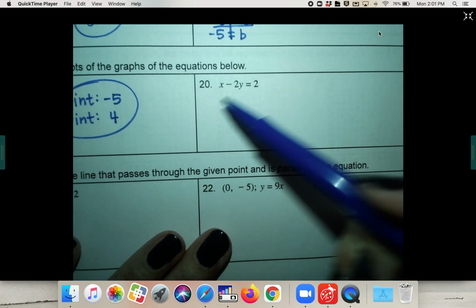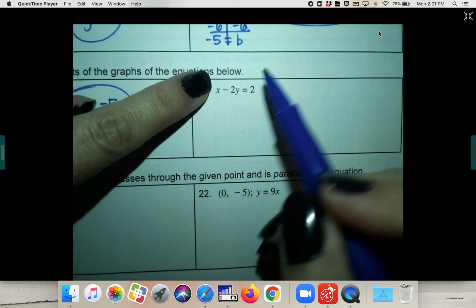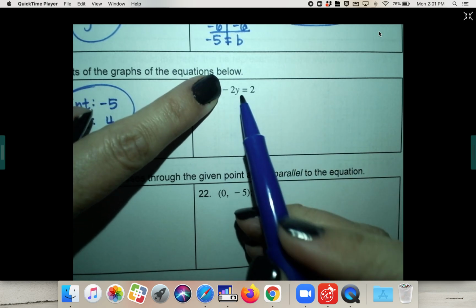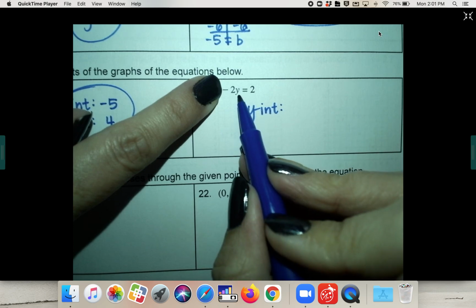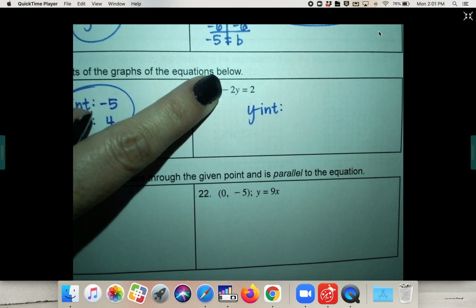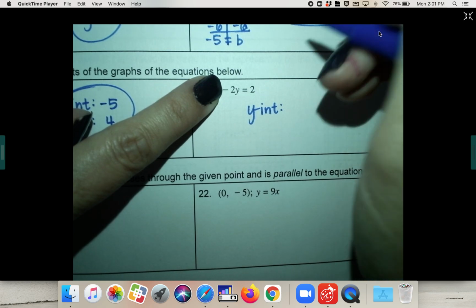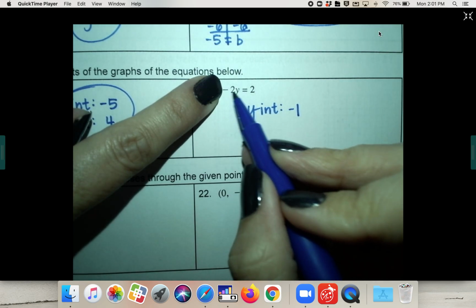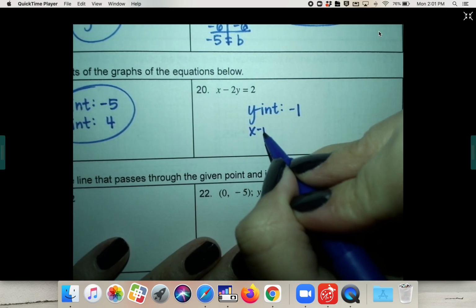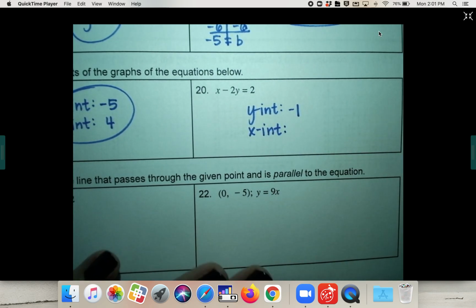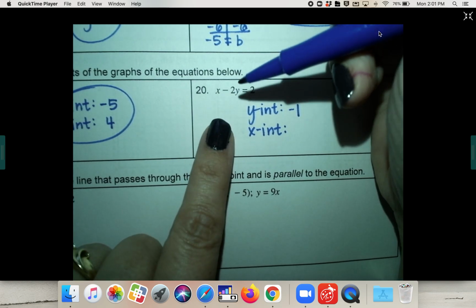I'm not going to explain it all. I'm just going to cover up and see. So in this one, if I cover up my x and make it 0, the y-intercept would be whatever negative 2 times what is equal to positive 2. That would be negative 1, right? Negative 2 times negative 1 is positive 2. Okay, and then the x-intercept, sorry, I'm not writing it all out, would be when y is 0.